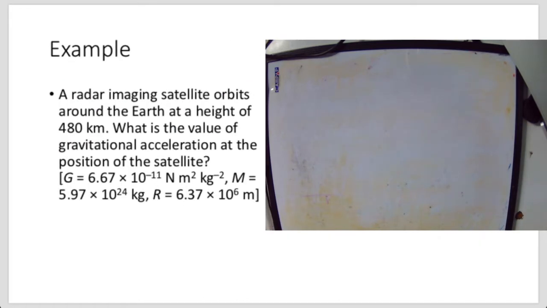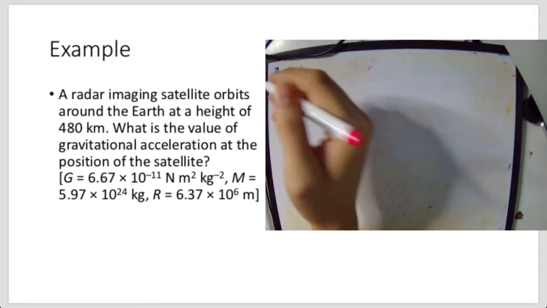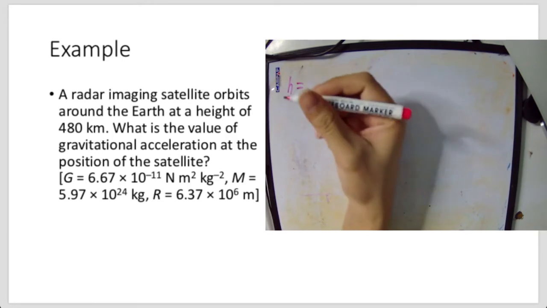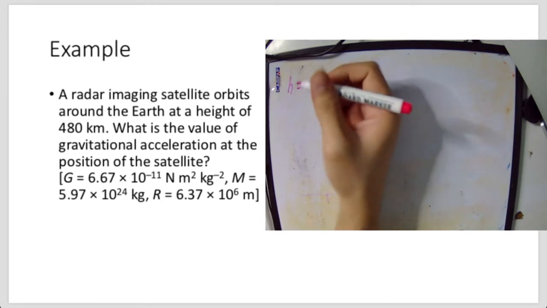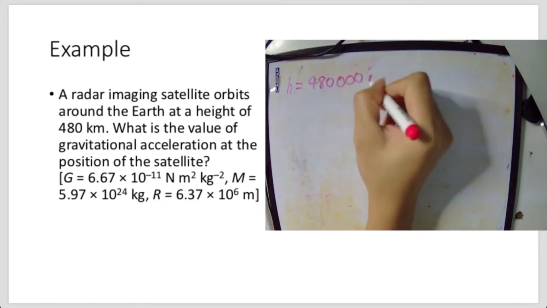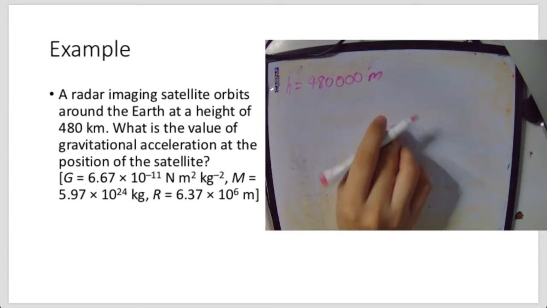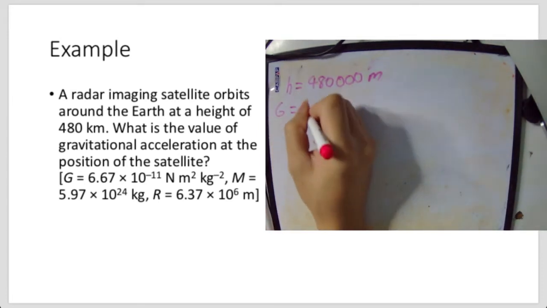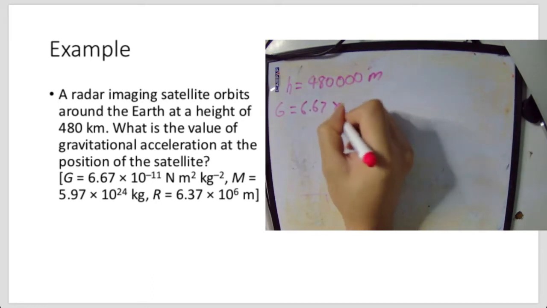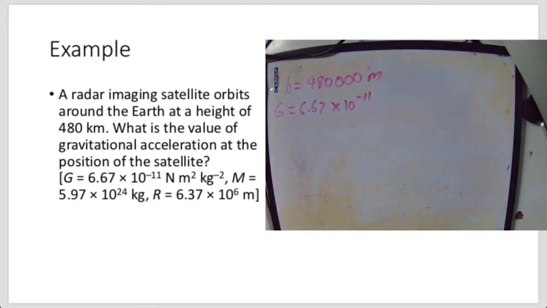A radar imaging satellite orbits the Earth at a height of 480 kilometers. So h is 480 kilometers. We need to convert that to meters, so 480,000 meters. What is the value of the gravitational acceleration? All the other information is given. Capital G is 6.67, and you should memorize the value of capital G, because it's going to be the same for the Earth. That's not going to change.